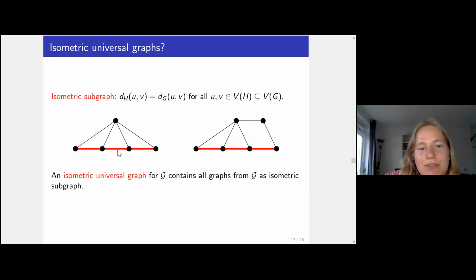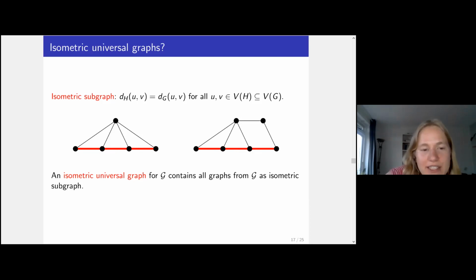If we look at the 3 vertex graphs below, then the left-hand side is not an isometric subgraph, because the vertex all the way to the left can shortcut to the vertex to the right. In the whole graph, these 2 vertices have distance 2, but in the subgraph, they have distance 3. But on the right-hand side, it is an isometric subgraph because there are no shortcuts by the rest of the graph.